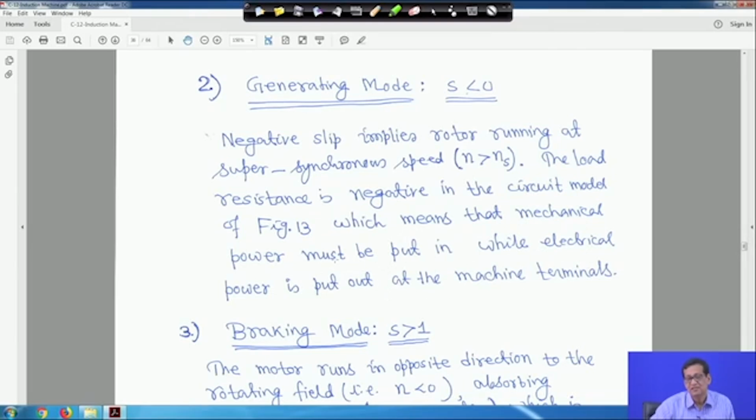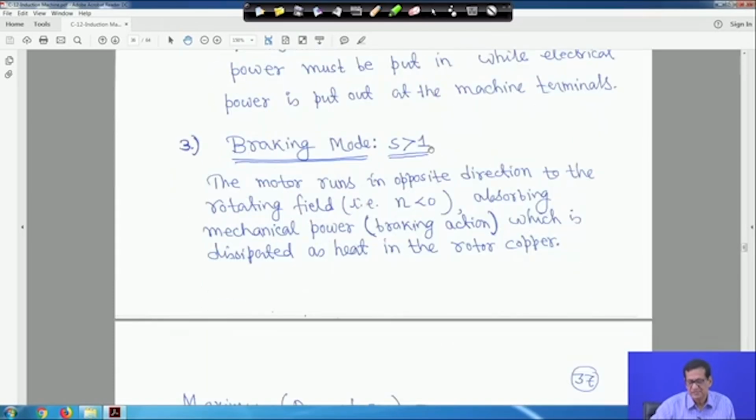More details you will learn in your machine course in second or third year. And the braking mode, when slip is greater than 1, the motor runs in the direction opposite to the rotating field, that is n less than 0. Negative means it is running in the opposite direction, absorbing mechanical power, that is braking action, which is dissipated as heat in the rotor copper. Only this much for first year level, nothing else.